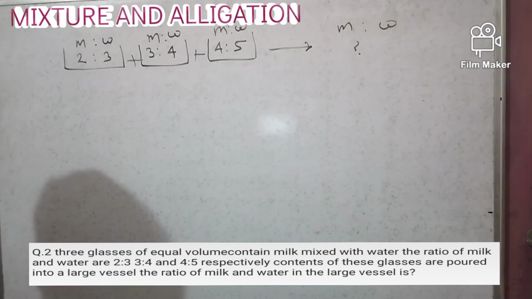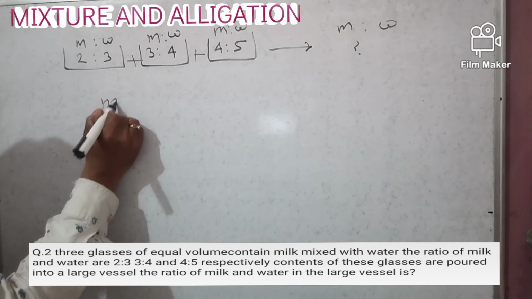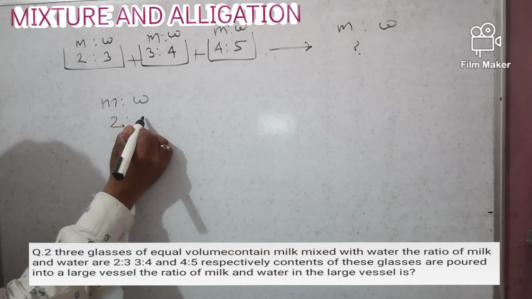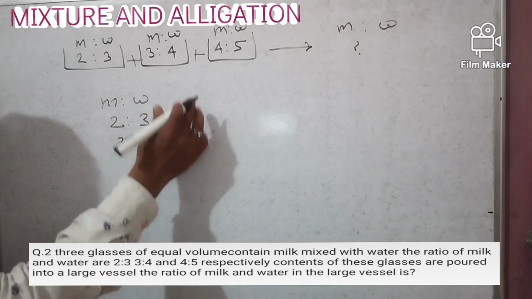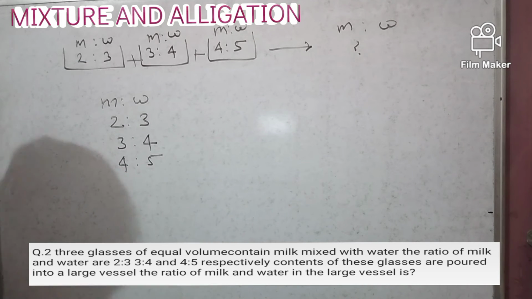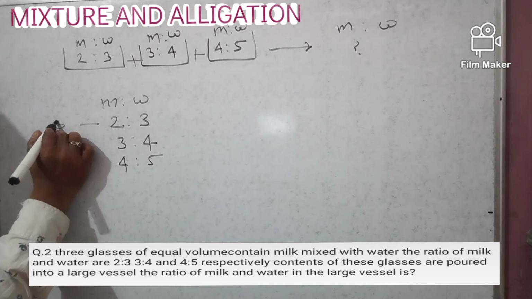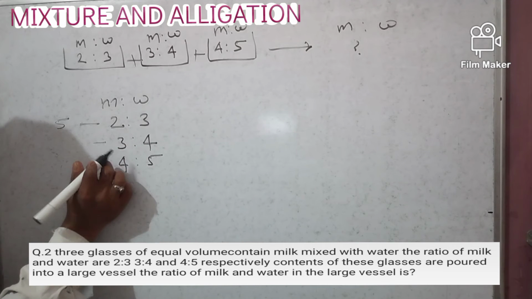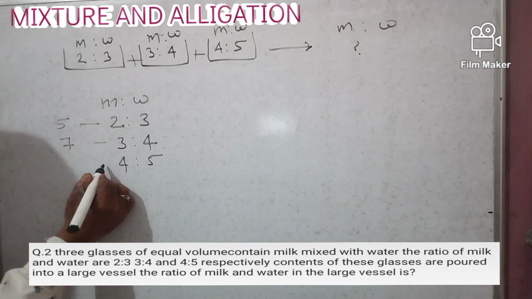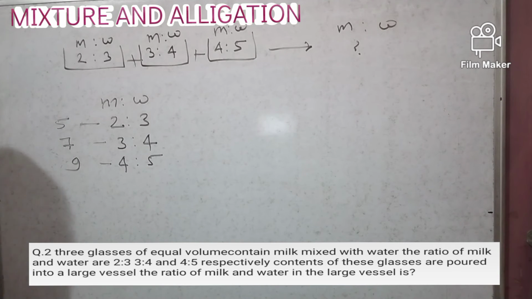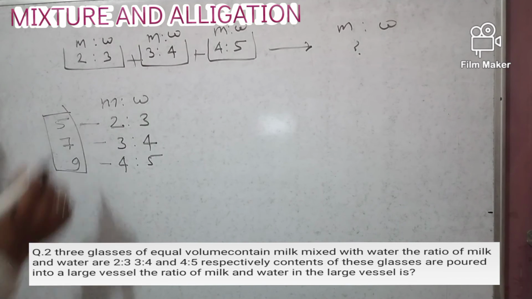If we add them, now see here, in the first container the milk and water ratio is 2:3, in the second 3:4, in the third 4:5. Now see here, in the first container 2 plus 3 is 5 parts, right? 3 plus 4 is 7 parts and 4 plus 5 is 9 parts. Observe here 5, 7, 9. These are not the same. These parts are not the same.